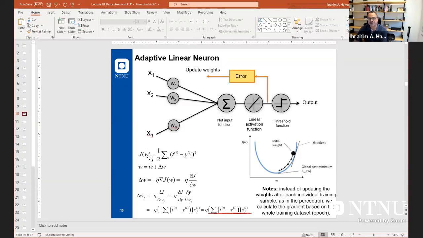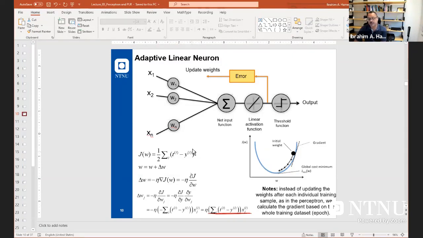To update the weights, omega equals omega plus delta omega. We need to find the delta omega. If we use gradient descent, the formula will be minus eta multiplied by partial J by partial omega. So it's minus the learning rate multiplied by the gradient. Why is it negative? Because we need to move against the gradient, right? And I will explain it here.